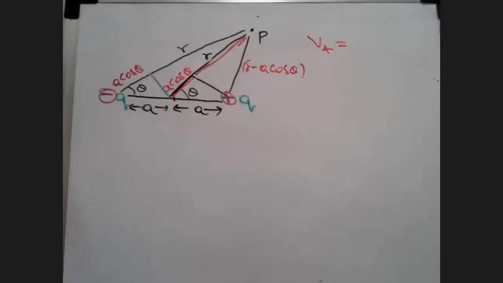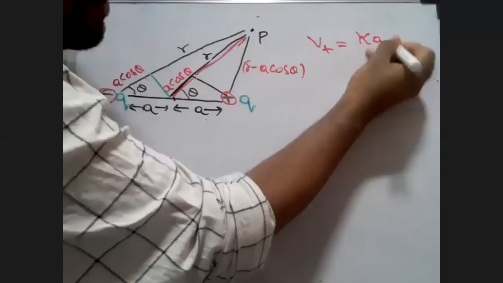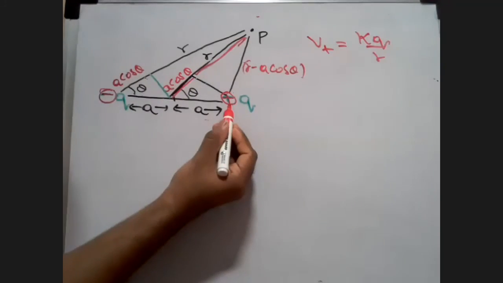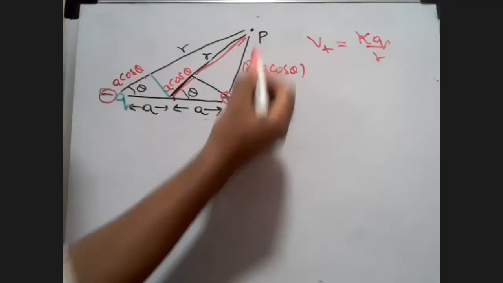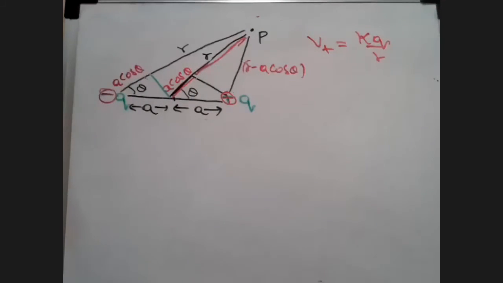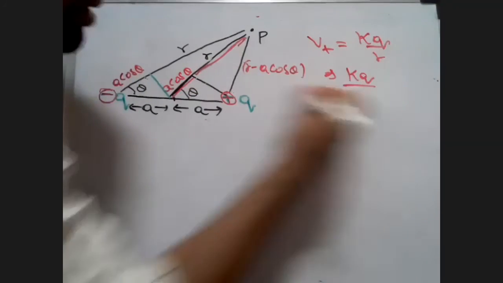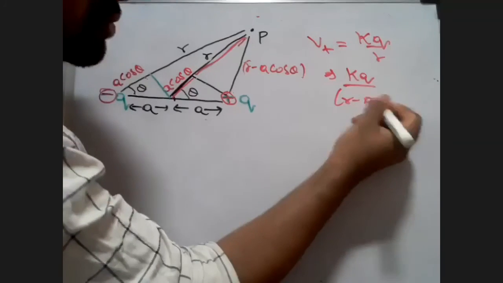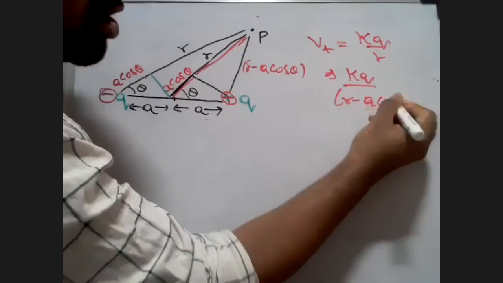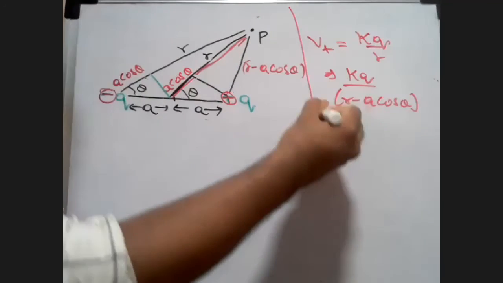But tell me the general formula of potential first. KQ upon R. So for everyone who doesn't know, again it's a revision. The formula for potential is KQ upon R. If I am asking you the potential at this point P due to this charge Q plus, I will write V plus as KQ upon R. So what is KQ upon R? KQ upon R minus A cos theta. I'll just draw a line.